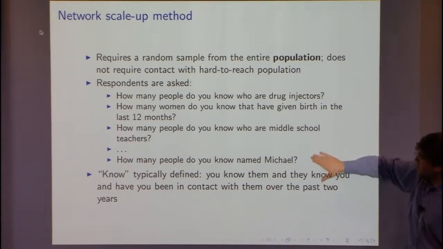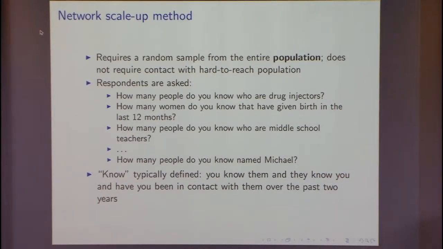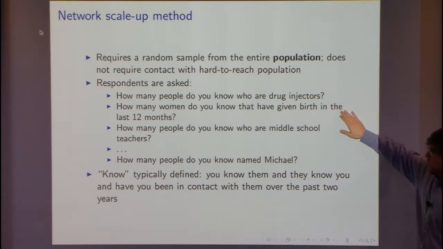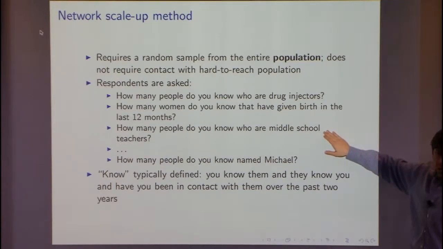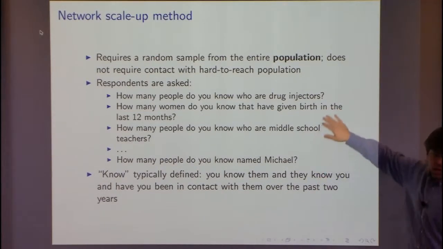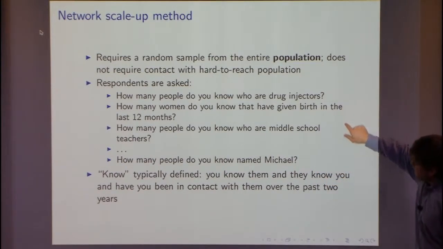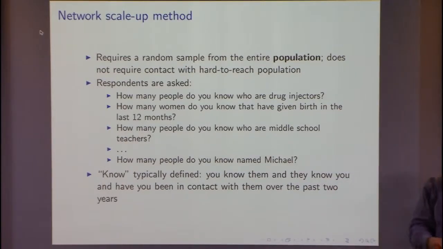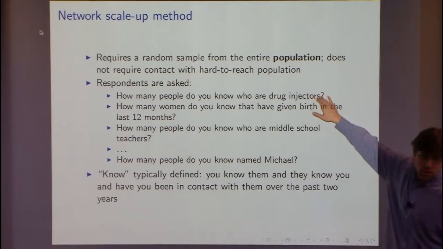And then they're asked about a bunch of populations where we know the answer. So how many women do you know that have given birth in the last 12 months? How many people do you know who are middle school teachers? How many people do you know named Michael? These are all groups where we know the sizes of these groups from administrative records. So roughly what's happening is these questions are going into estimating the respondent's degree. So that's the denominator. And then this is the numerator.